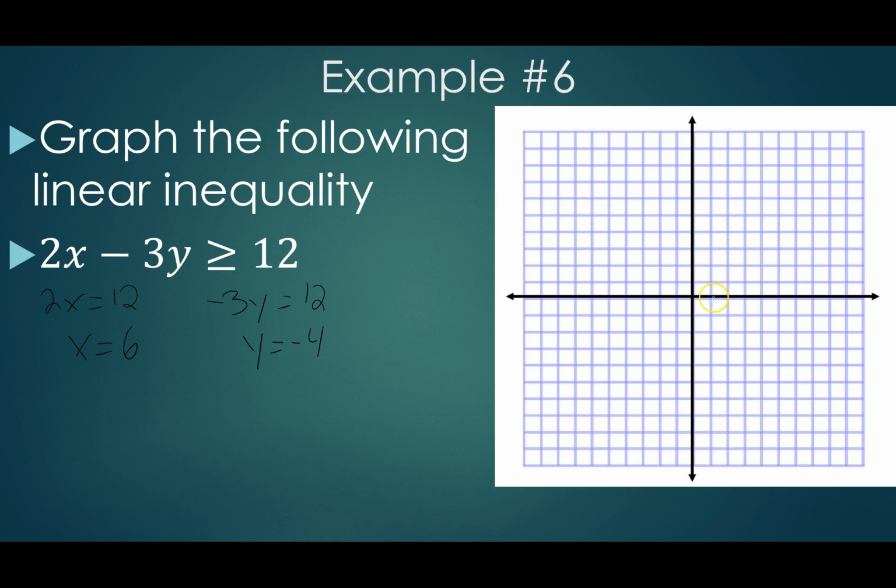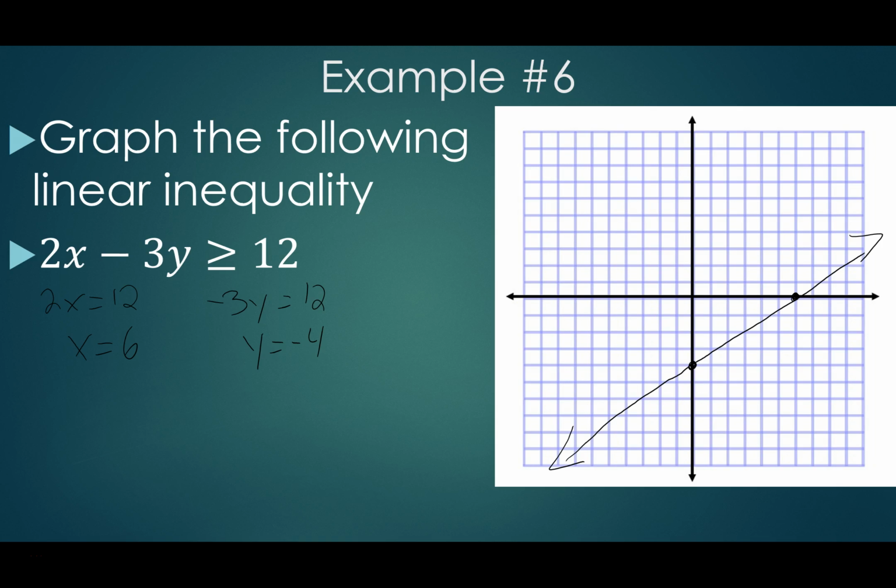So we go to 6 on the x-axis, and we go to negative 4 on the y-axis. Now for this one, because it's greater than or equal to, it has the equal to components, we will use a solid line to connect the 2 points. Now, we need to make sure we're careful. With the greater than or less than idea, it doesn't necessarily always work correctly when it's in standard form.